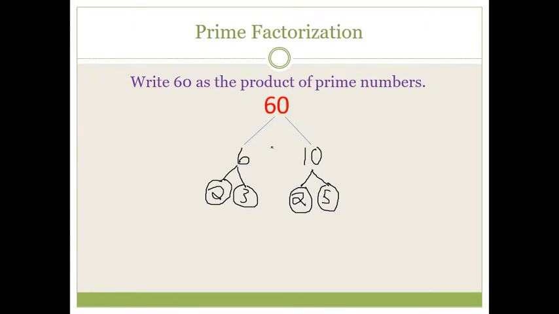Did I have to pick 6 and 10 here as my first products? No, you didn't have to. You could have picked 2 and 30. You could have picked 4 and 15. Whatever numbers you picked, it would have still broken down and given you these prime factors at the end. Now just to be nice, we go ahead and write them in order. So I notice I have 2 2's here, so I write 2 times 2, then times 3, and then times 5. So the prime factorization of 60 is 2 times 2 times 3 times 5.